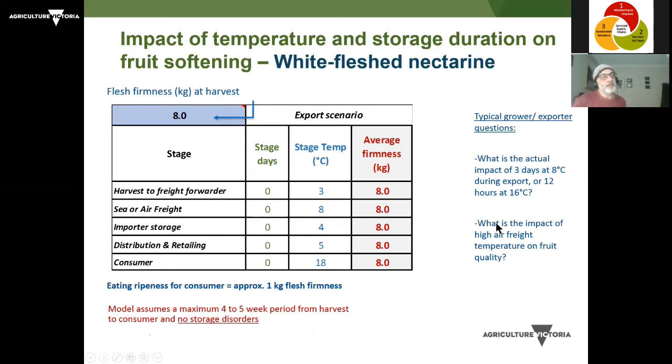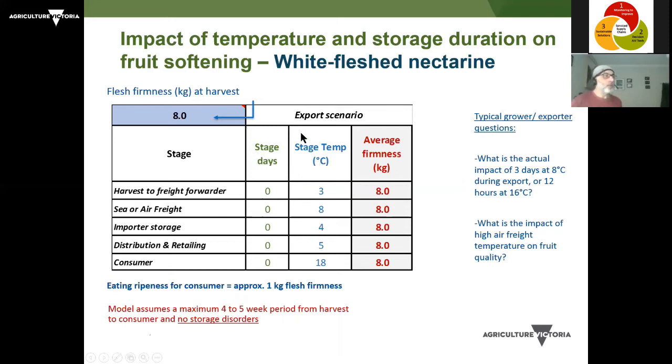How do we know what the actual real impact is on fruit quality? We can take a guess, but something like this gives us much better, quantitative information. What is the impact of high air freight temperature on fruit quality? Well, as we've seen, it's cultivar dependent, and it's hard to determine sometimes. And we're hoping this kind of calculator can assist growers and exporters to get a feel for what's happening to their fruit during export.